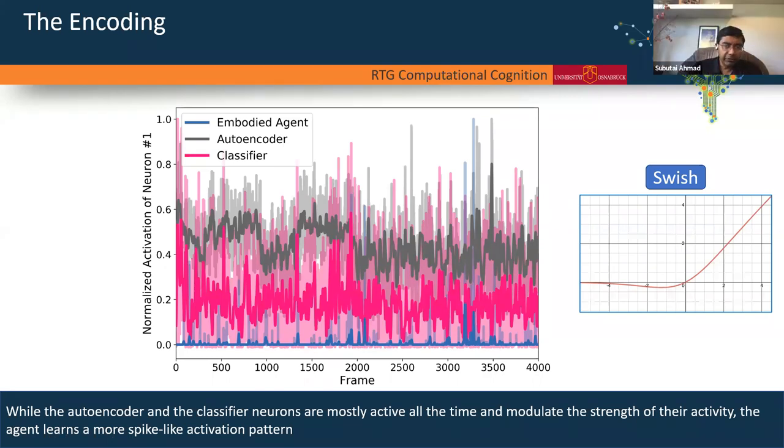Okay, but it could be negative. It could. So for example, this pink one, you can see that it goes. Oh, yeah.